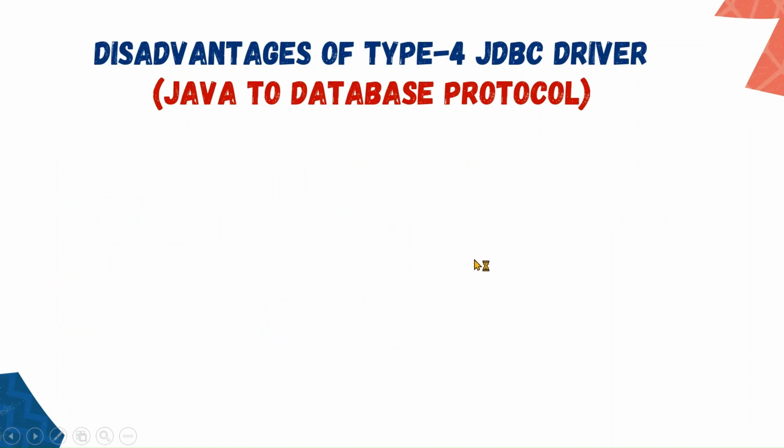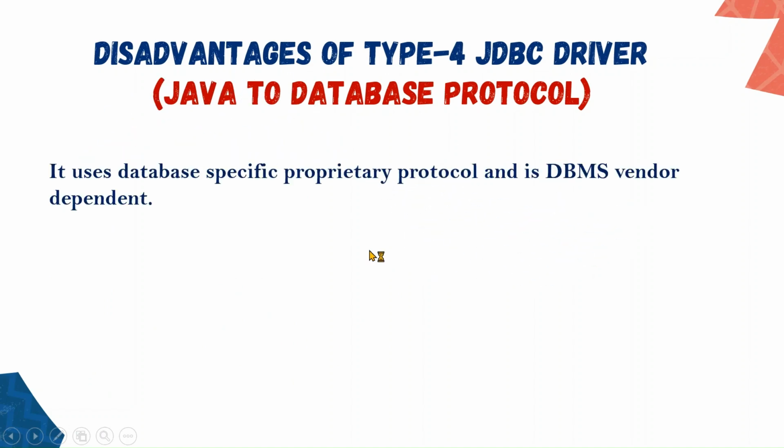Now coming to the disadvantages of the type 4 JDBC driver, it uses a database specific proprietary protocol and is DBMS vendor dependent. Whenever you use a proprietary protocol which is only for a certain vendor, other vendors cannot use that particular protocol to communicate with the database. So every individual vendor needs to have their own proprietary protocol, and only by using that can they communicate. So we say it is DBMS vendor dependent.